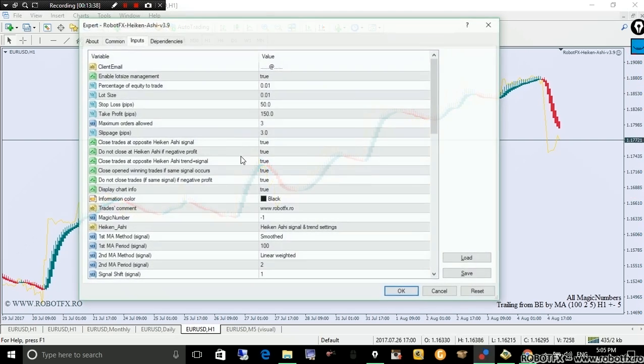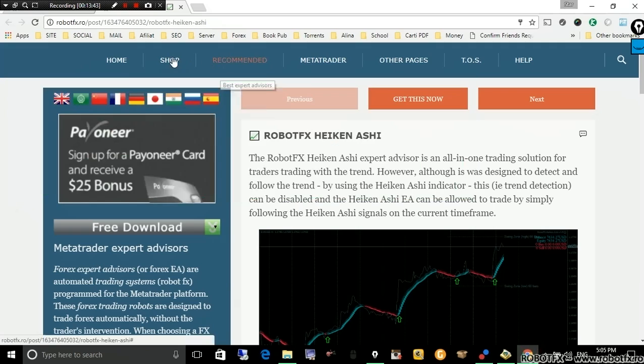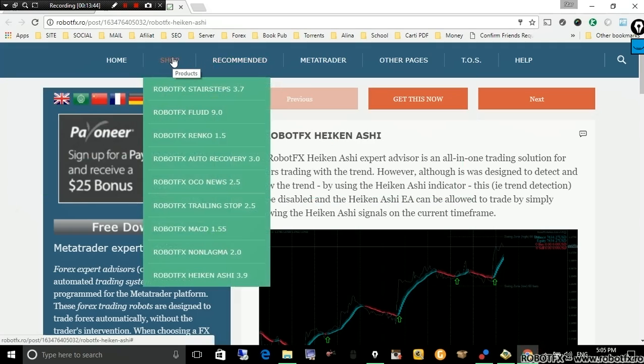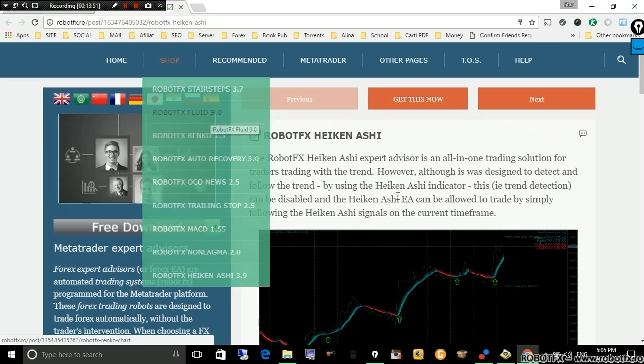And it will also use a signal confirmation. If you are familiar with the RobotFX trading tools, it's the same signal confirmation that appears in the non-Lagma expert advisor and the fluid expert advisor.